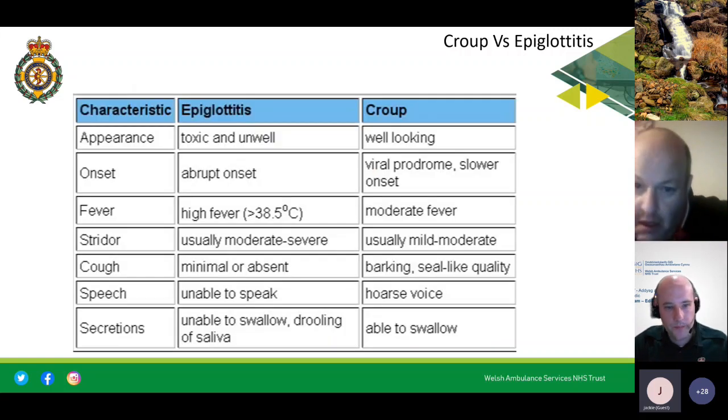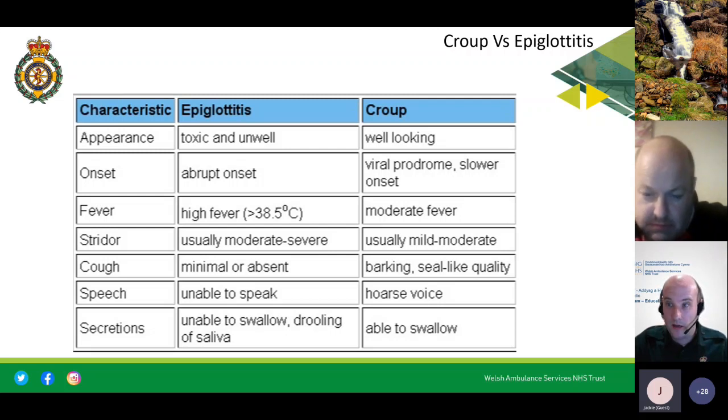How we recognise it then? So looking at croup first. So a croup person will look well. They'll look quite well. Onset can be quite slow. They'll have a moderate fever. They may have some stridor, but it'll be very mild to moderate. But they will have that barking, seal-like cough, and they'll have that hoarseness of their voice. And they'll be able to swallow because it's lower below the epiglottis that's affected. So that is croup. Hopefully we can recognise that quite easily.